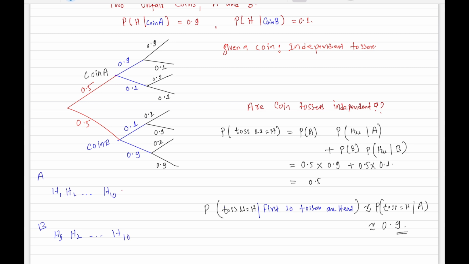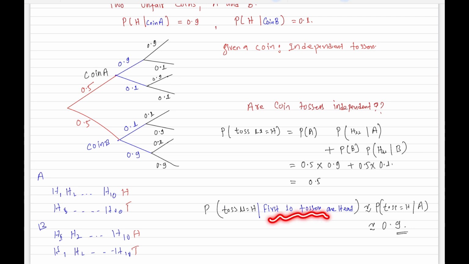And the 11th toss, what can it be? It can be head, right? And again we have the same condition, that on the first 10 tosses we get head, and the 11th toss can also be tail. Similarly for coin B also, the 11th toss can be head, and the 11th toss can also be tail, right?